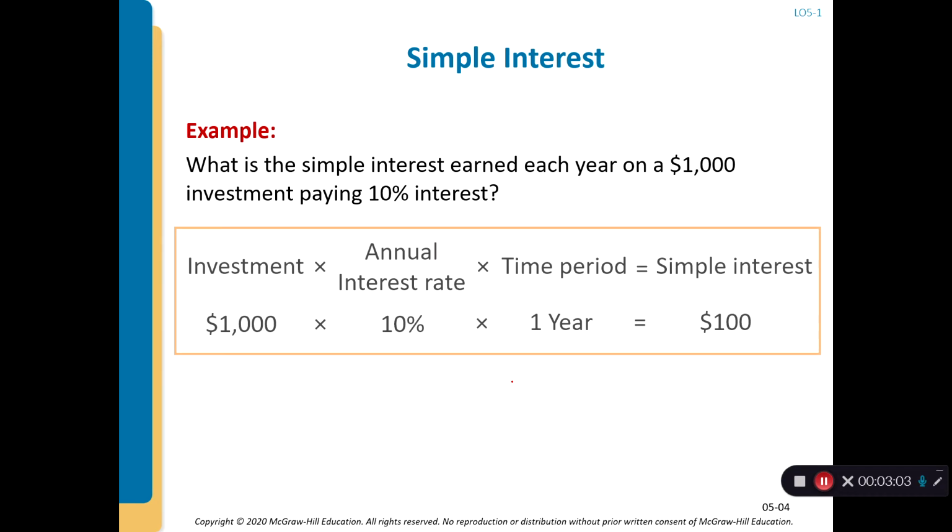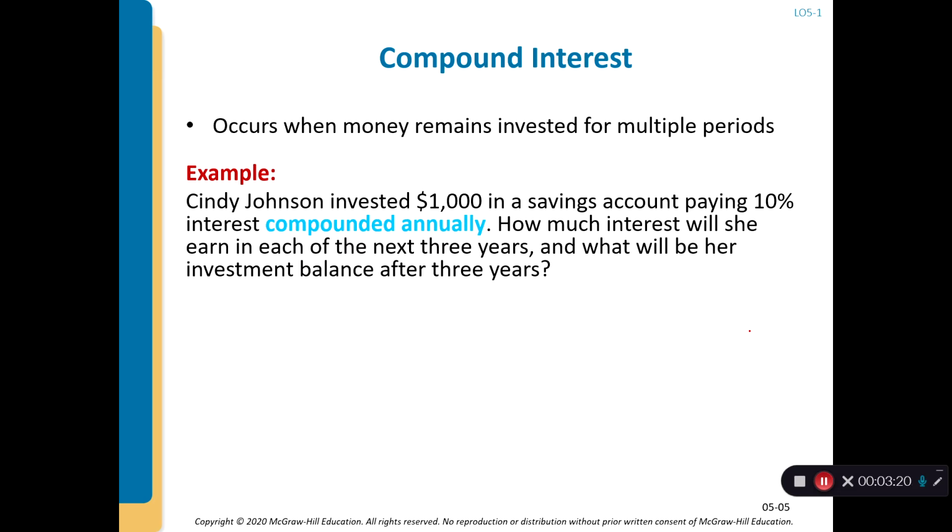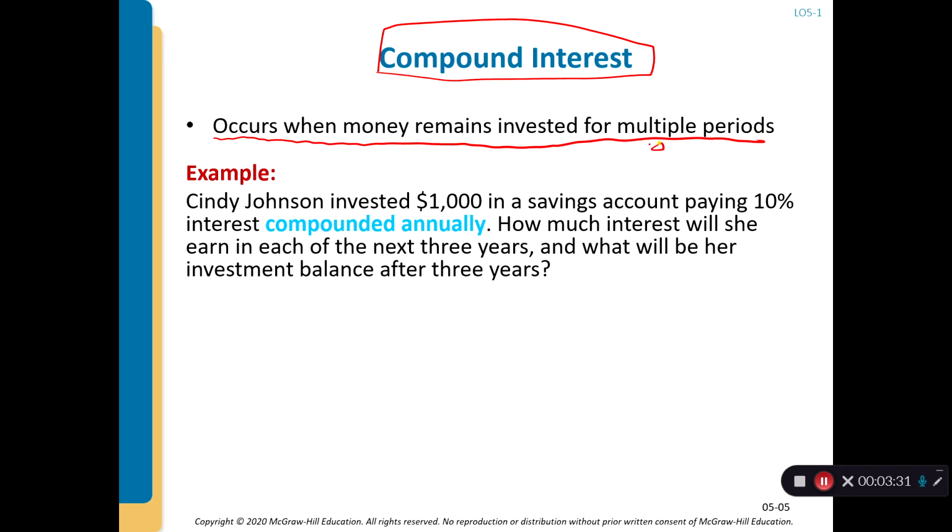First of all, a simple interest example. Say you have $1,000 today, paying 10% interest. That means an investment of $1,000 multiplied by 10% over a 1 year period equals $100. In terms of compounding interest, the most important premise or assumption is that your money remains reinvested for multiple periods.